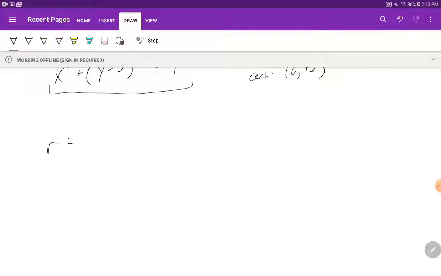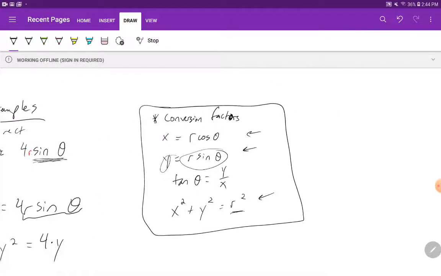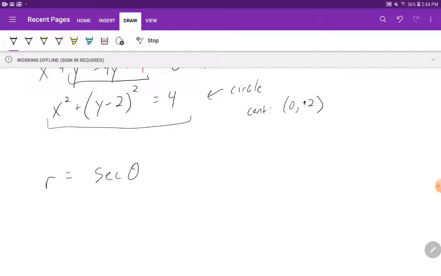r is equal to, I'll do an easy one, a quick one, secant theta. And you're like, oh shoot, secant, not the reciprocal trig functions, anything with that. But just remember, we want this to resemble our conversion factors, right? So we're actually not going to multiply by r on both sides this time. The reason for that is because we don't have a conversion factor for r secant theta, right? There's no conversion factor for r secant theta, so we need a different strategy here, okay?